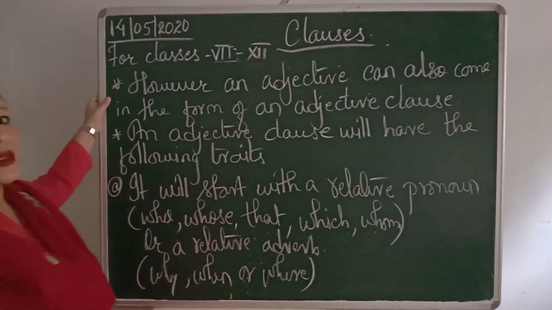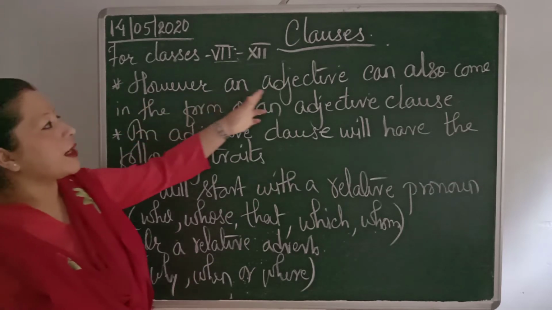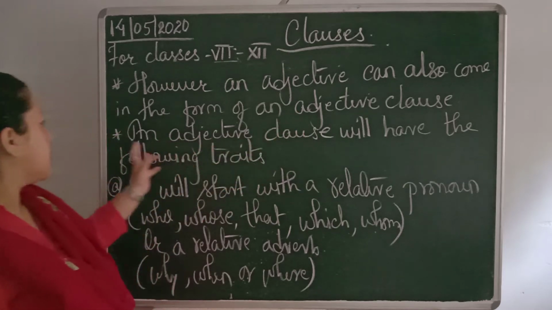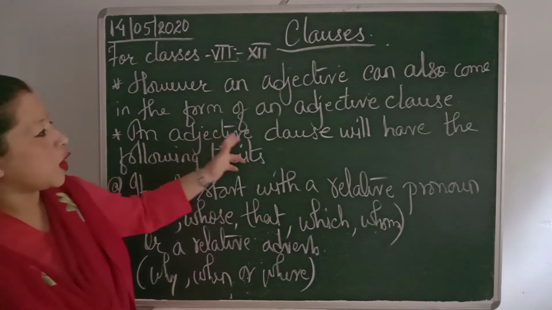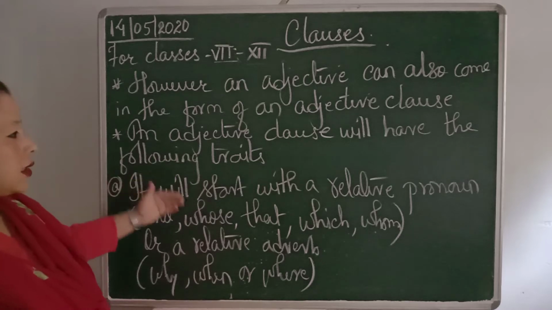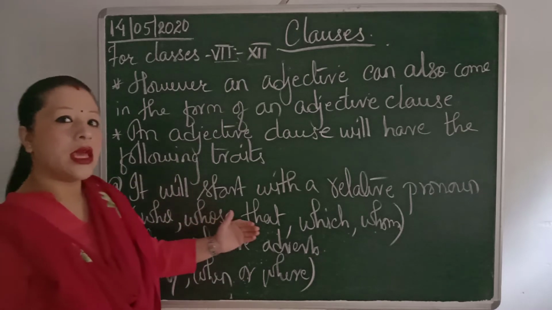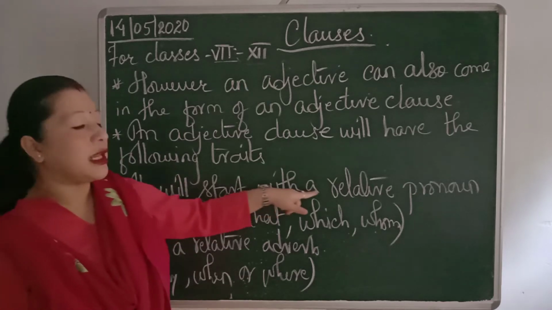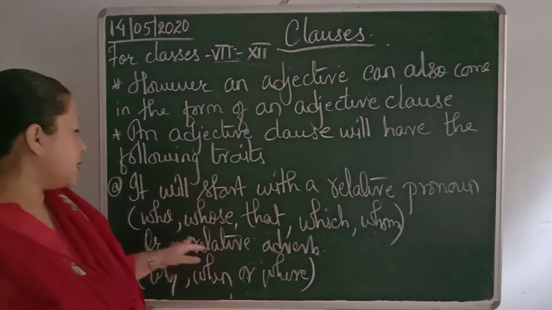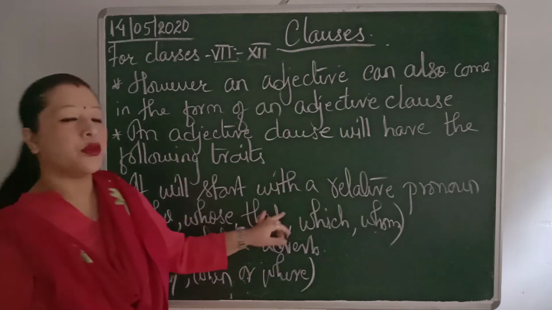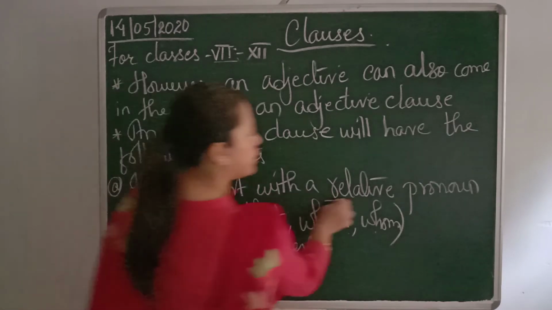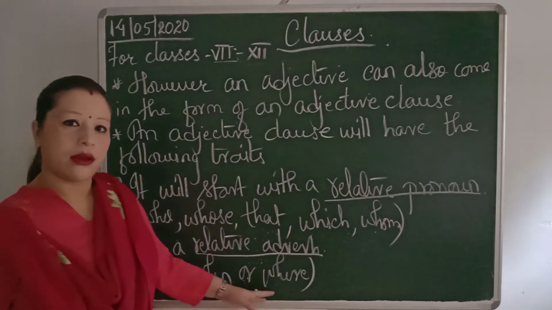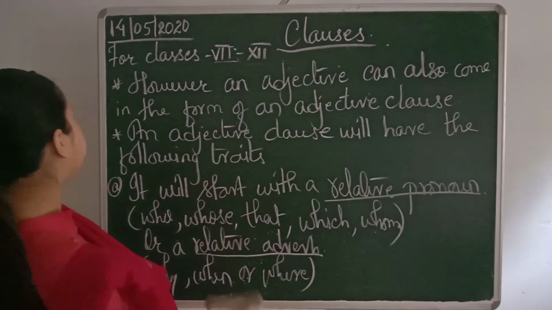Okay. Next point, adjective clause. However, an adjective can also come in the form of an adjective clause. Point number 2, an adjective clause will have the following traits. This way, a sentence can be framed according to an adjective clause. It will start with the relative pronoun. Relative pronoun means who, whose, that, which, or whom, or a relative adverb: why, when, or where. Example I'll give you.